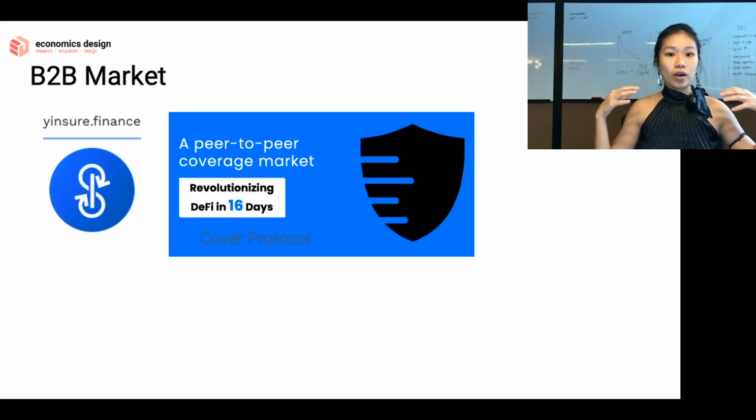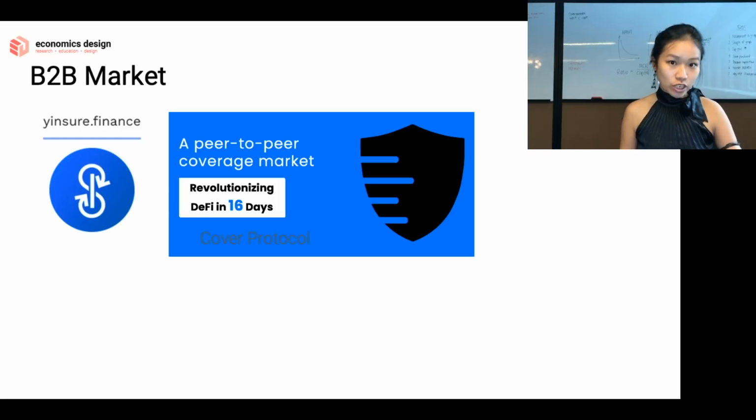So NXM is like the big boss that provides insurance, and then these other companies can purchase the insurance cover from Nexus Mutual, repackage it and customize it to their platform, and provide that insurance to people in their ecosystem. That's in general how yInsure works. Then you have a different type of insurance. It's called Cover Protocol.